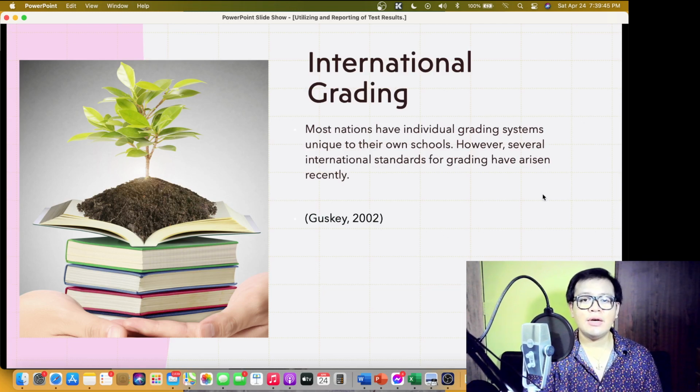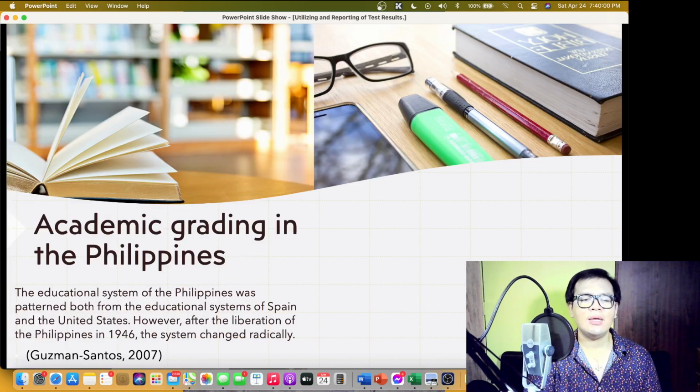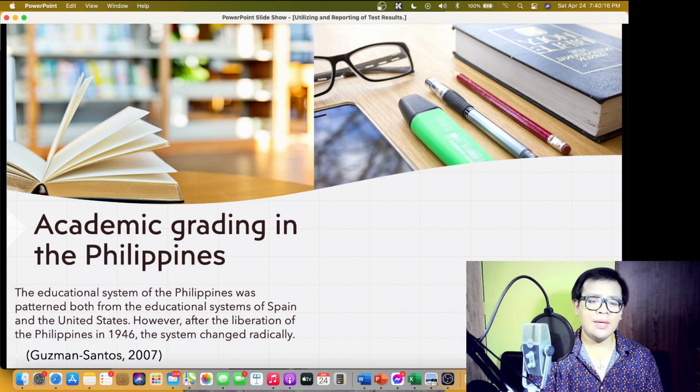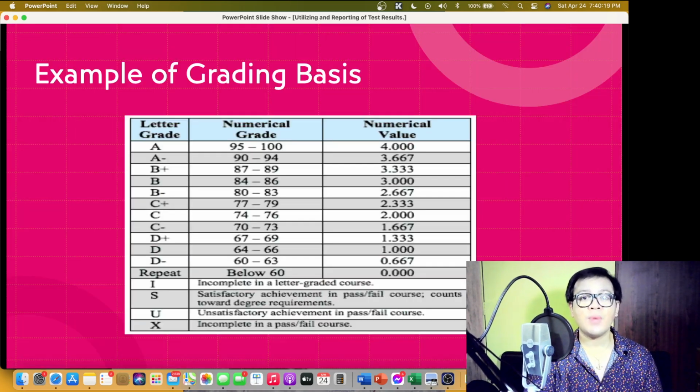So, Guskey of 2002 was able to mention international grading. Most nations have individual grading systems which are unique to their own schools. However, several international standards for grading have also arisen recently. And on academic grading here in the Philippines, Guzman Santos in 2007 informed us that the educational system of the Philippines was partnered with both the educational systems of Spain and the United States. However, after the liberation of the Philippines in 1946, the system changed radically.